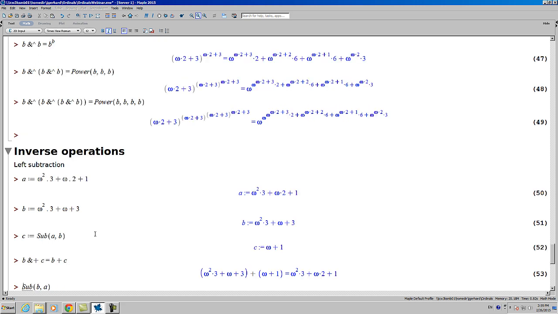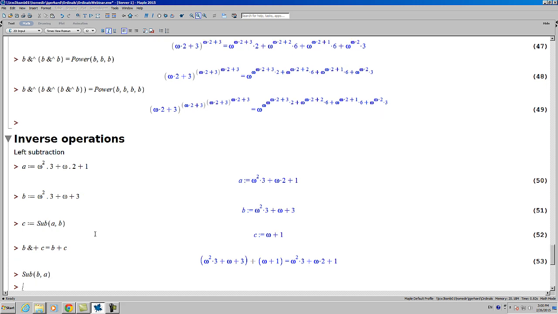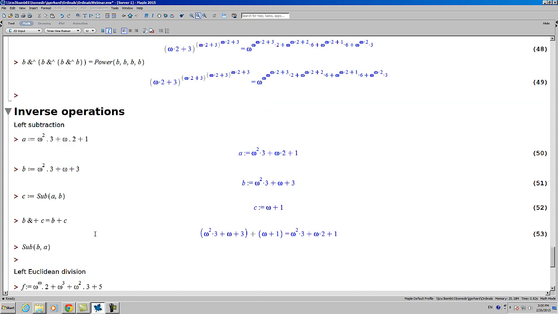And we do the test. So if we add the result, which is c, on the right to b, then we actually get a back. So what happens if we try to subtract them the other way around? That is not possible because I can only subtract from something that is bigger than what I want to subtract, and so I cannot subtract a from b because a is bigger than b, and so the result is null in this case. So that's the inverse to addition.